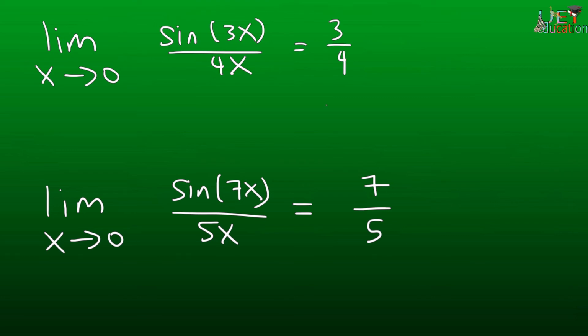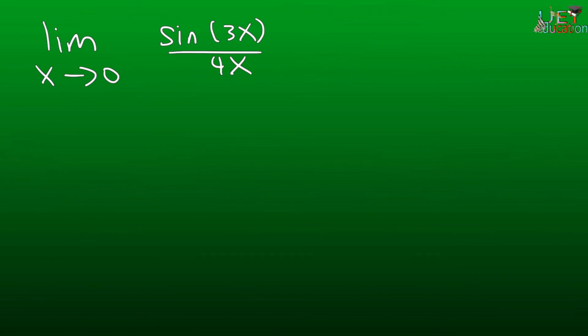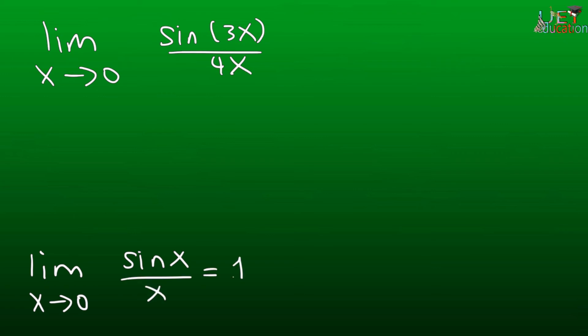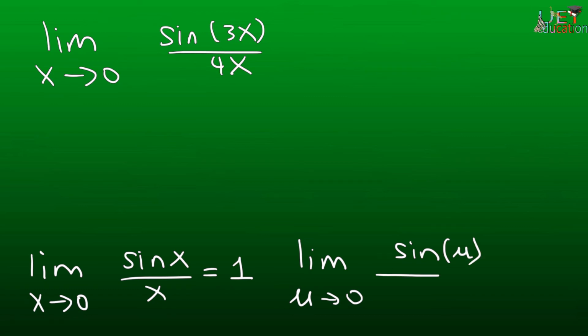However, some teachers will want you to show your work, so let's do that. But if you want the quick answer, you can just literally see it. So how do we show our work? Using the fact that sine x over x as x approaches 0 is 1. So if that's true, we could say that the limit as u approaches 0 of sine u divided by u is 1 as well.